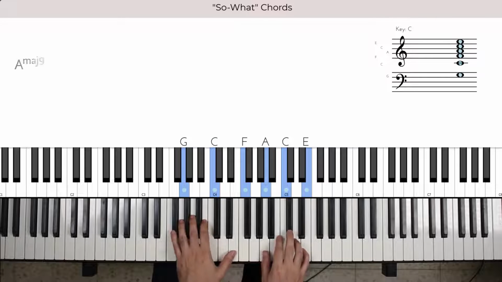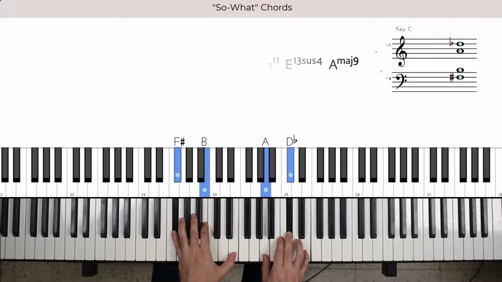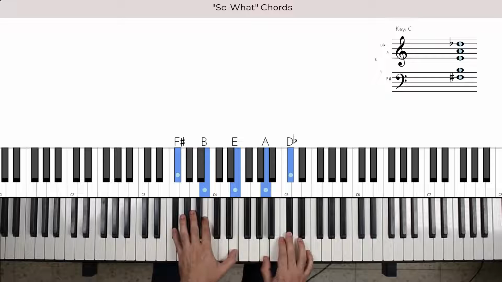And the next chord in line is this. Now, I'm playing an F sharp, B, E, A, C sharp, and E. Now this E on top is just doubling the E down here, so I'm just going to play this. And this is in fact a famous chord. This is known as the so what chord.